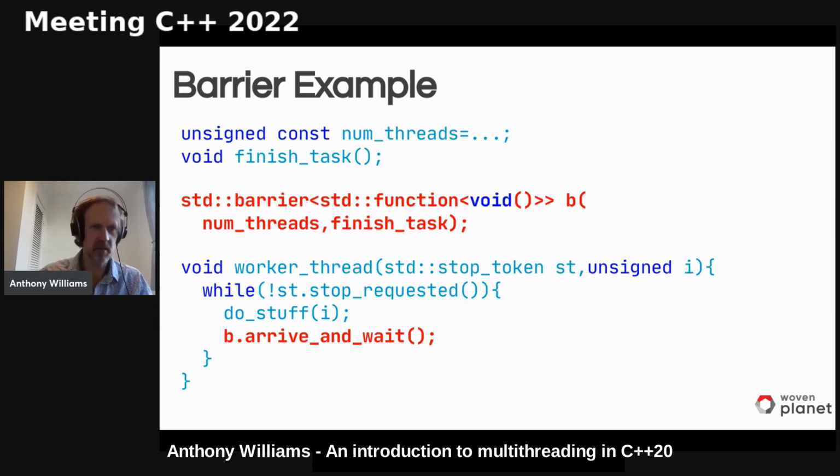So we have a completion function, finish task, and we have a number of threads, and then our worker thread will have a number of these, and they've got obviously i as the index. So we loop, and while we haven't been interrupted, we're going to do stuff and arrive and wait at the barrier. Each iteration, the threads will do the appropriate stuff, given i, the index, and then wait for all the other threads to do their bit, and then they will all move on to the next phase, check for cancellation, and then do stuff.